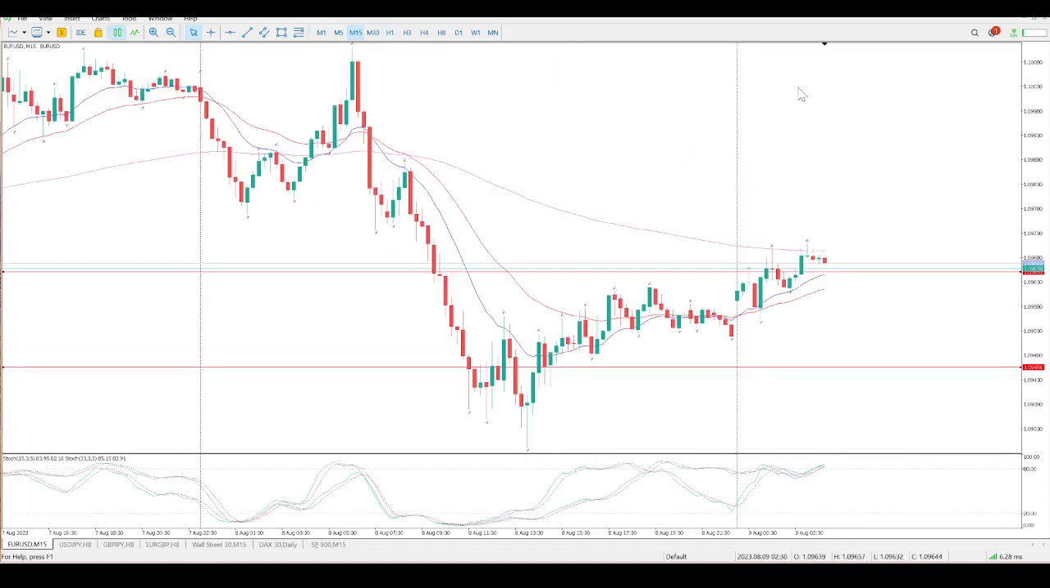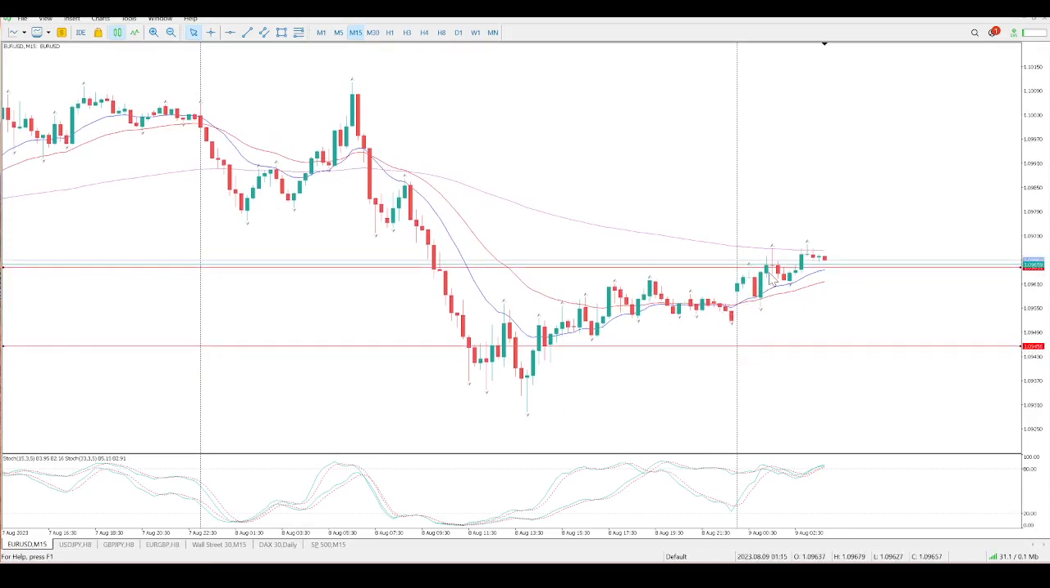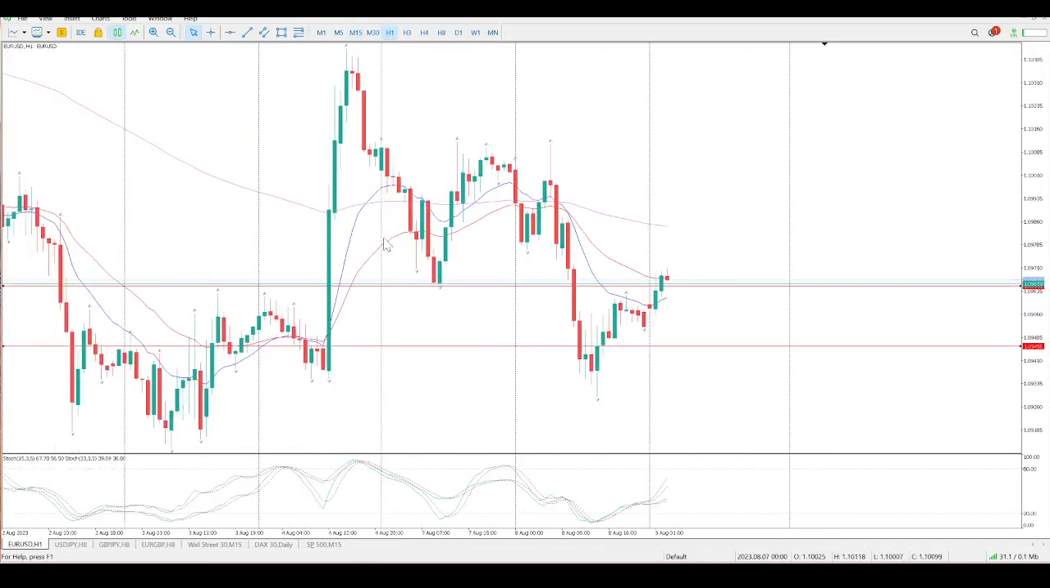I don't see a setup at the moment, and even in the 15-minute, you can look at the buyers coming in. It wasn't exact on the level, it was kind of below the level, and then we got a crossover here, and now we're flirting with the 150 EMA. So yeah, I think I am sitting on the sidelines here. I'm really not too keen on getting involved in this just yet.